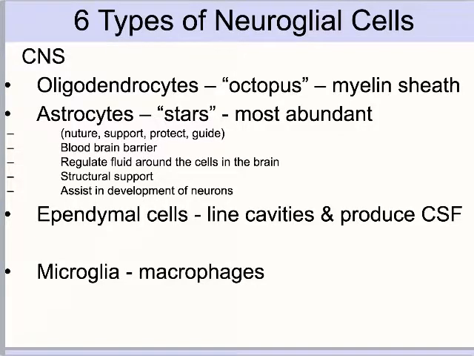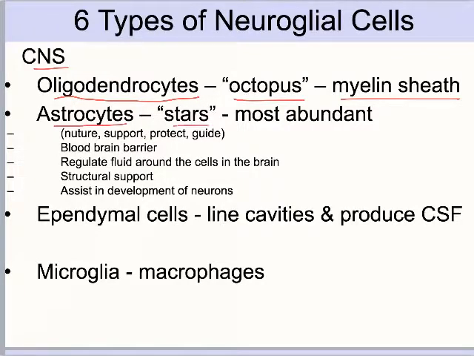So in your central nervous system, we have 4 types of neuroglial cells. This would be in the brain or the spinal cord. We have oligodendrocytes, and you can think of an octopus with the O and the O. They are what's going to form the myelin sheath.